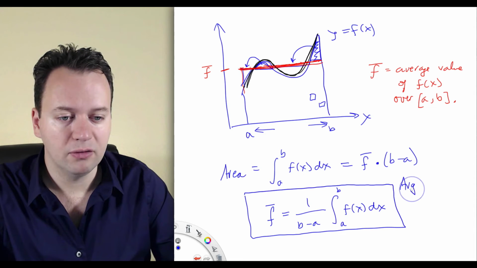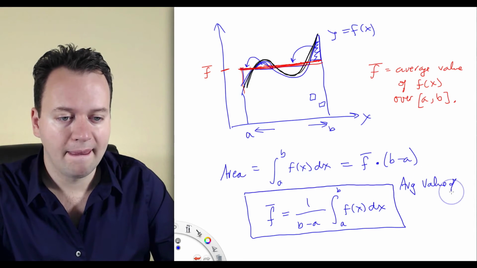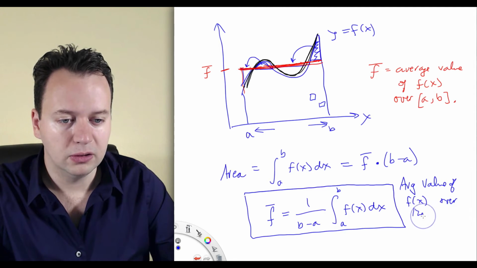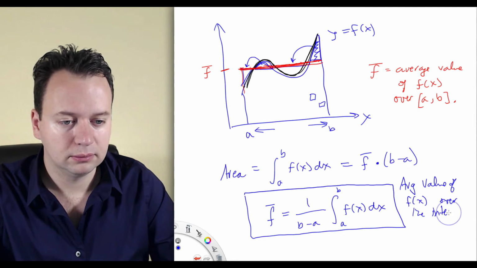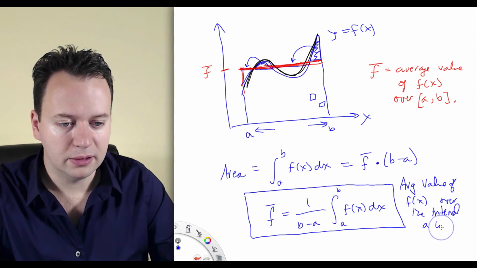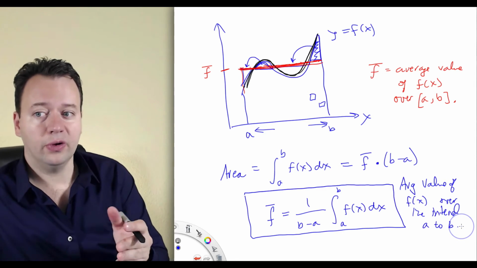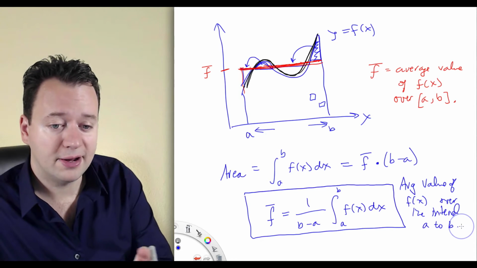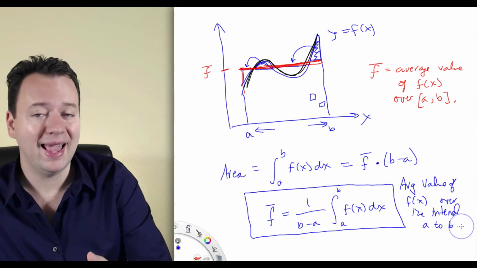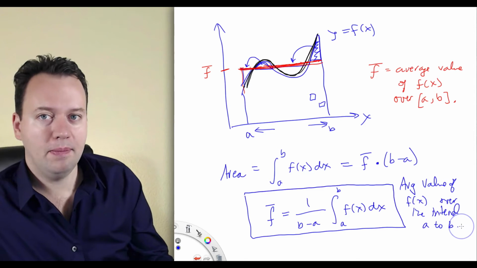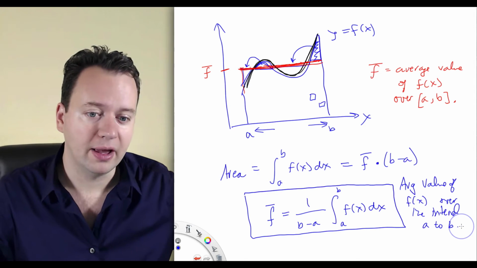So this is the average value of f of x over the interval a to b. So in other words, we look at the total area under the curve and we divide it by the total width of that shape, and that basically gives us the average height. It makes a lot of sense to define average value that way.